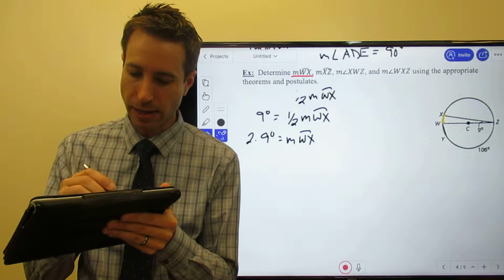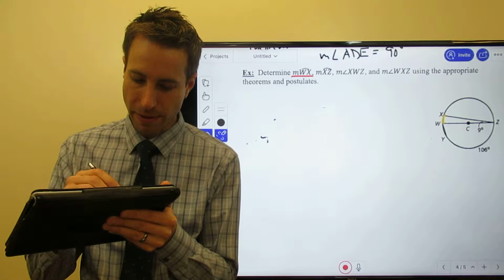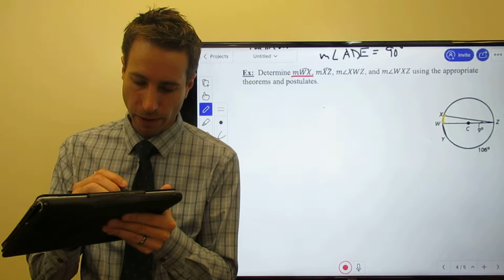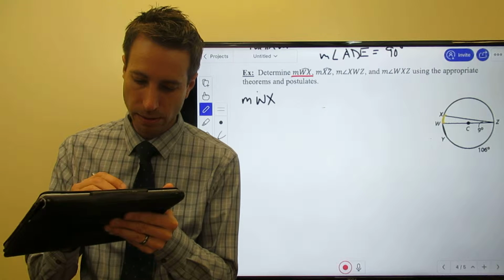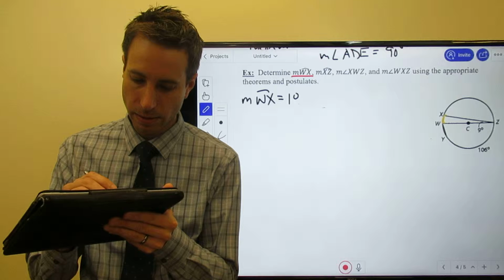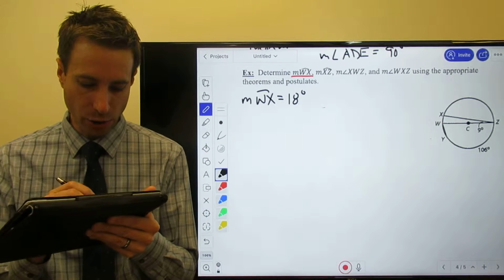Let me erase all that so that I have space so I'm not squeezing on you. So I have the measure of arc WX is 18 degrees. Fantastic. Let me erase that. Let's move on to the next part.